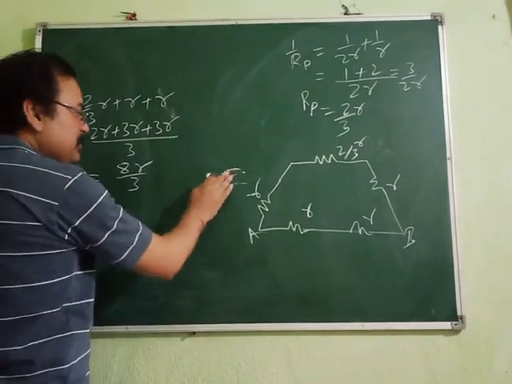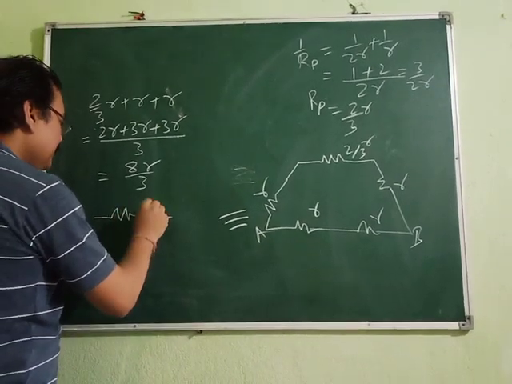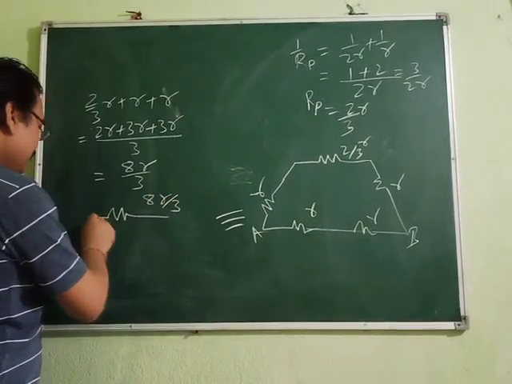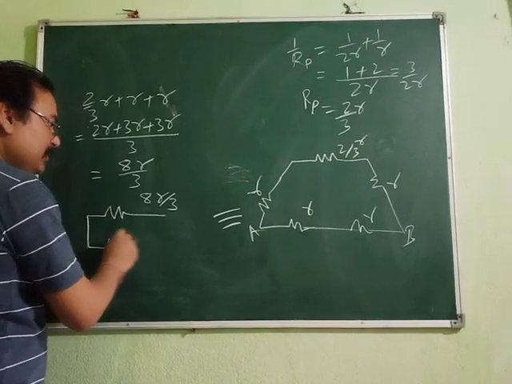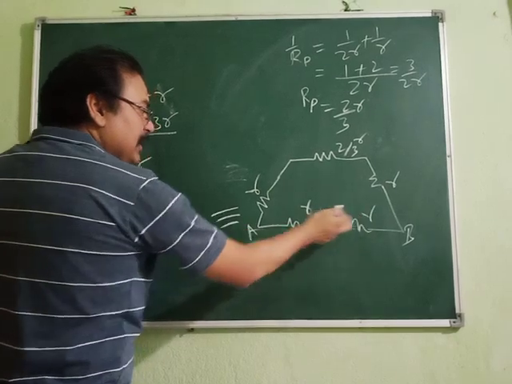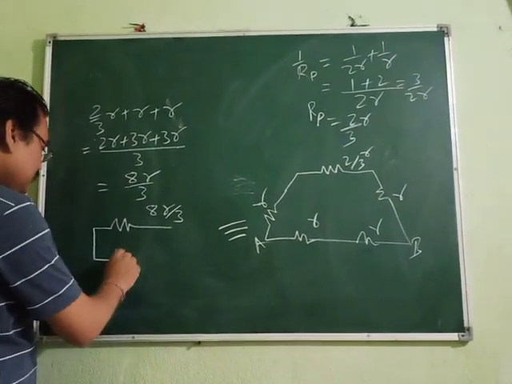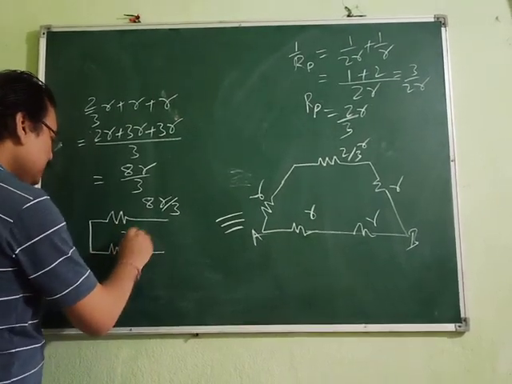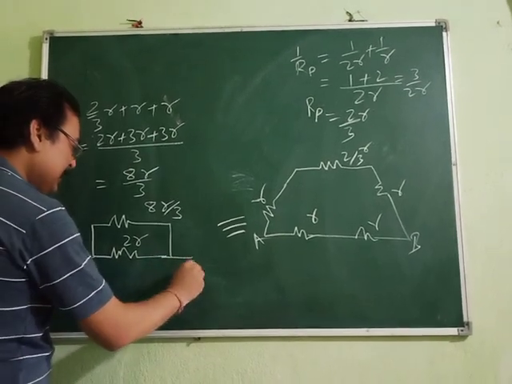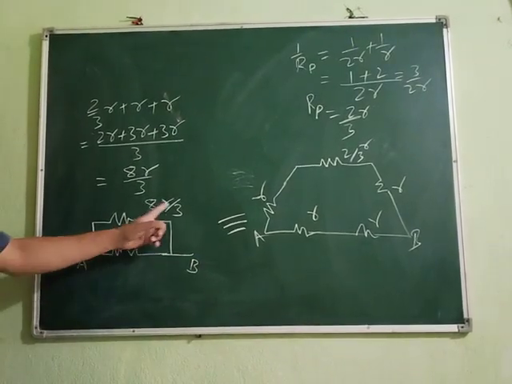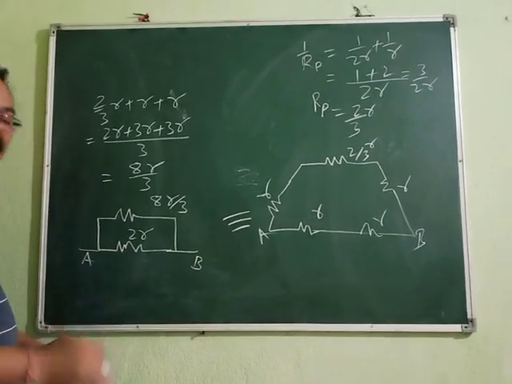So now our circuit becomes like this somewhat. It is 8R by 3. And it is connected in parallel with these two, R and R. So they are in series. So their equivalent will be how much? R plus R is 2R. So we can write here it is 2R. That's all, and this is point A and this is B. Now this is 8R by 3, this is 2R. They are in parallel. So again we can find out very easily the equivalent resistance.